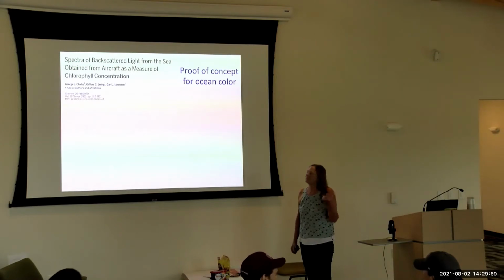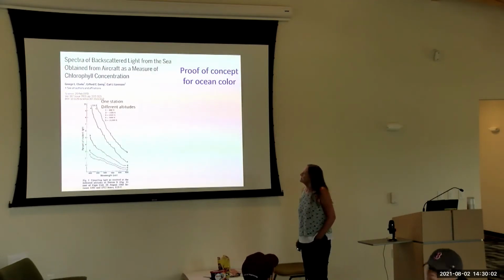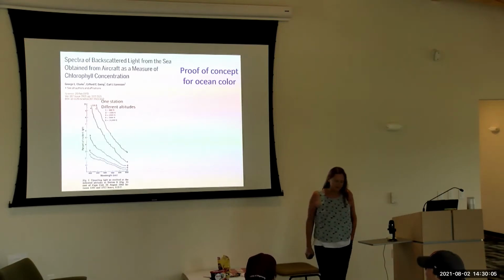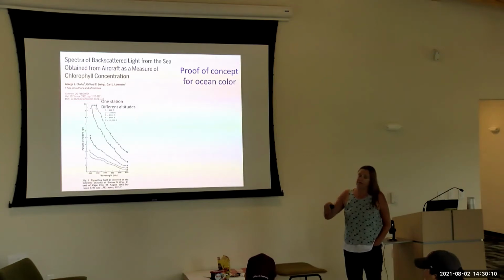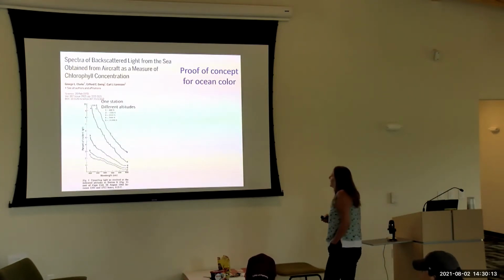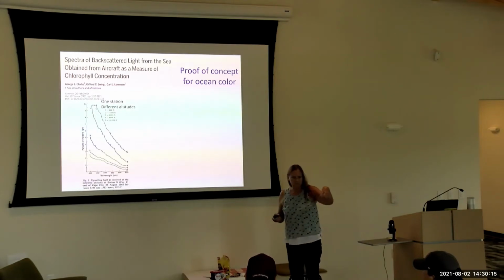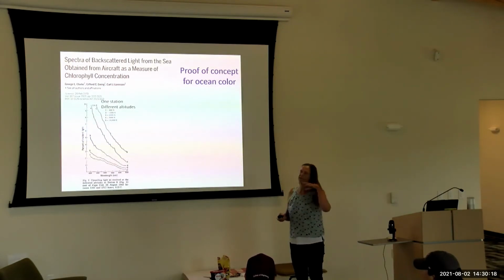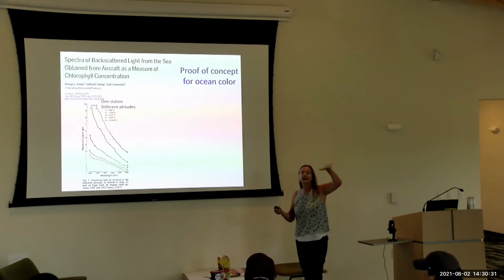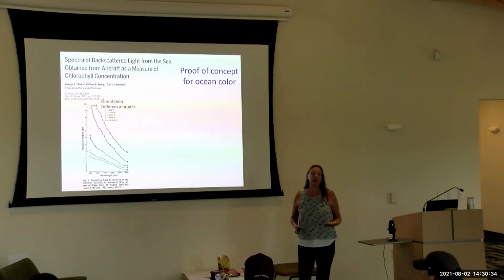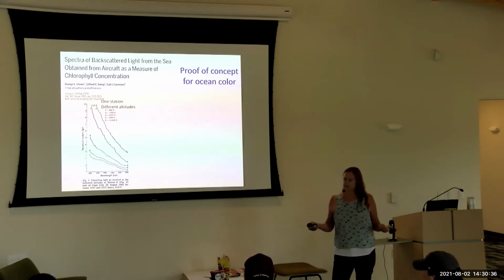So the big thinking. This is the original set of measurements of reflected light, percent of incident light, measured on an aircraft over the ocean. They were at one station, I think it was the Gulf of Maine, and then a series of altitudes from 600 feet up to 10,000 feet. Basically, they kept flying over the same spot and measuring the amount of incident light that was reflected as a function of altitude.